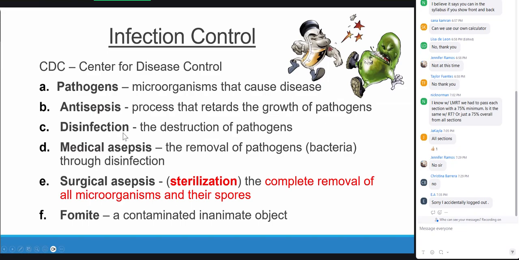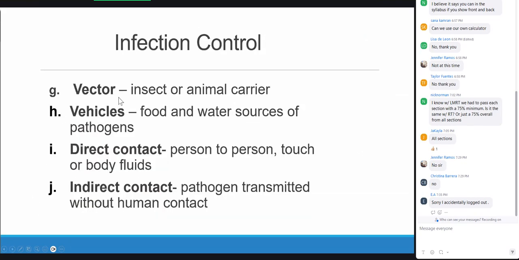Disinfection, however, is the destruction of pathogens. Medical asepsis is the removal of pathogens through disinfection. Surgical asepsis or sterilization is the complete removal of all microorganisms and their spores. Fomite is a contaminated inanimate object, a tabletop, a chair, an armrest. A vector is an insect or animal carrier.